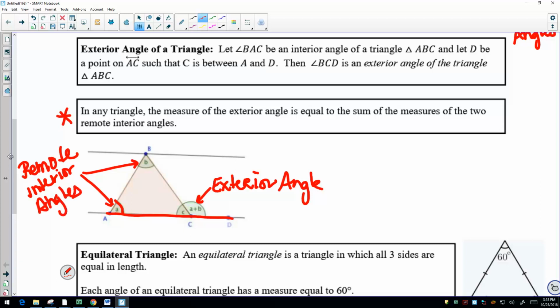And I think of them as being the two interior angles that do not touch this exterior angle. So I can see angle C is touching the exterior angle. I don't want to look at that one. I look at the two remote interiors. So the two remote interiors are going to be equal to that exterior angle.